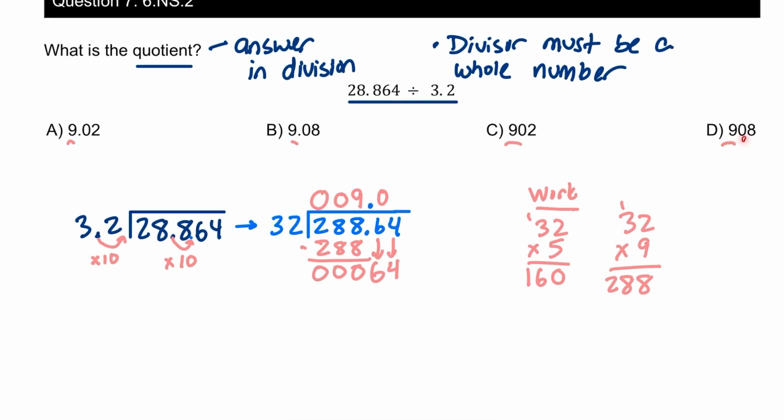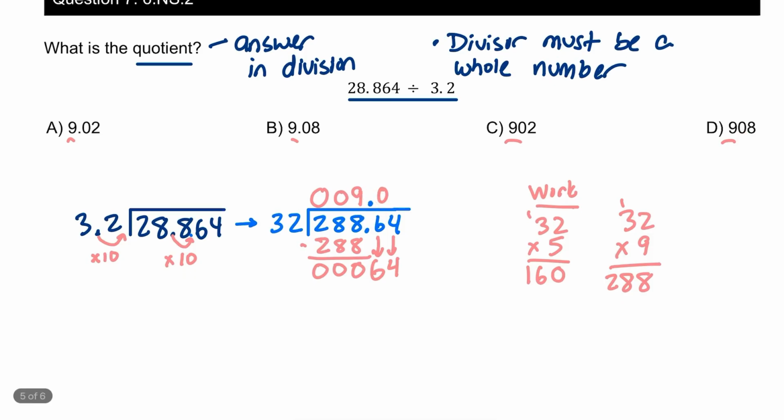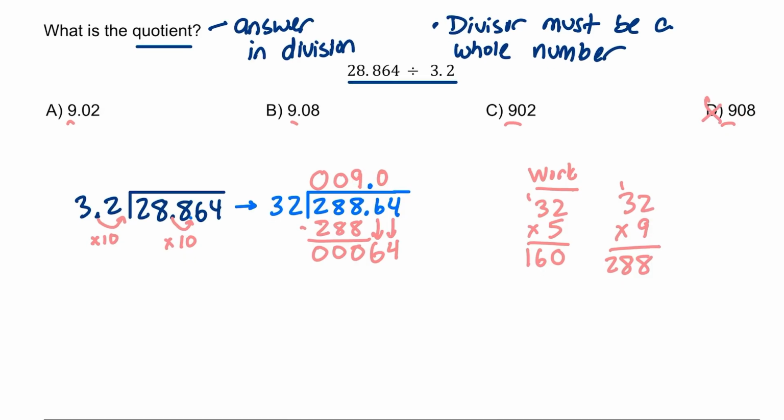Well, this choice doesn't have a decimal in it, but our answer already has a decimal point, so it can't be D. Okay? It also can't be C, because C doesn't have a decimal point in it. That leaves us with either A or B.